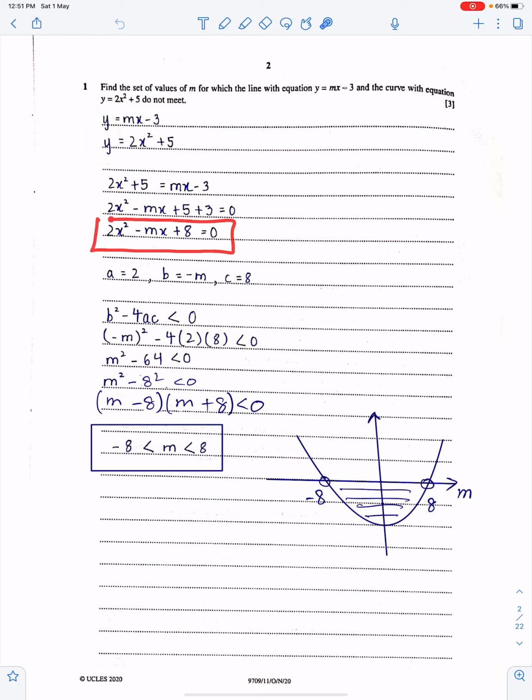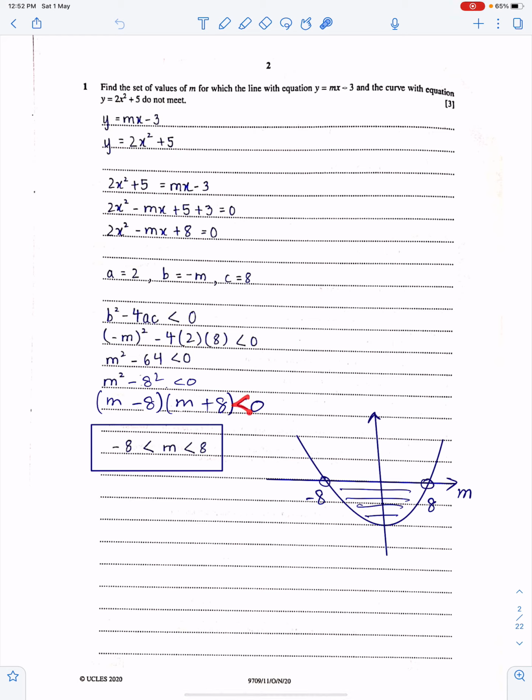Here is the quadratic equation. By comparing this equation with the standard quadratic equation, which is ax square plus bx plus c equal to 0, we have the values of a, b and c. After getting the values of a, b and c, we substitute these values into the discriminant. So we have minus m square minus 4, a is 2 and c is 8, less than 0. By simplifying and factorizing this inequality, we have this inequality.